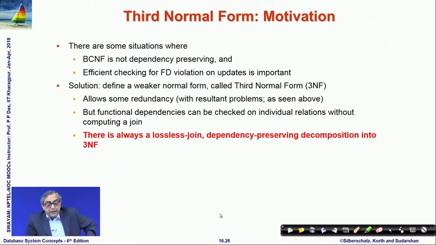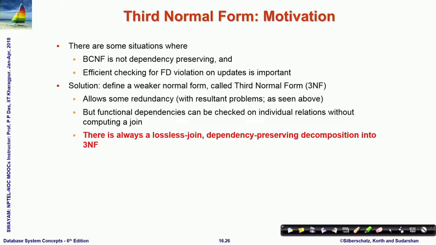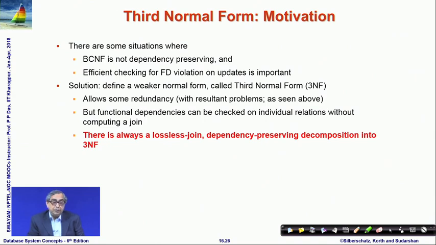The question naturally is, can it always be done? Can I always decompose a schema into third normal form? The answer is yes, you can, and there is always a lossless join and dependency preserving decomposition into third normal form, which is of great value, because that is, we said, a desirable property of our decomposition.